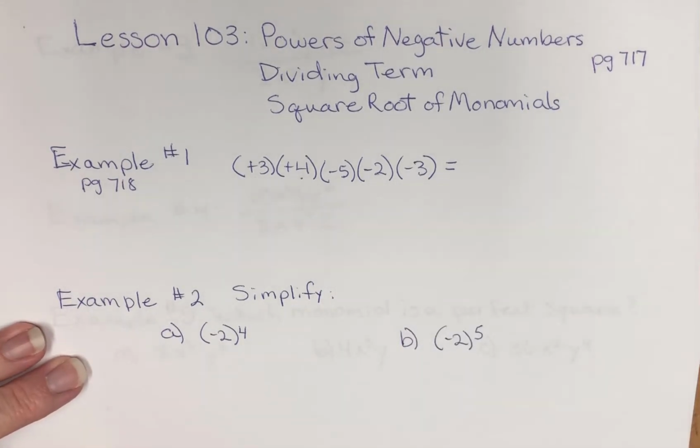There's another way to do it that would make it simpler, and I'd like to teach you the simplified method. Whenever there are even numbers of negative signs, your answer will be positive. Whenever there are odd numbers of negative signs, your answer will be negative.